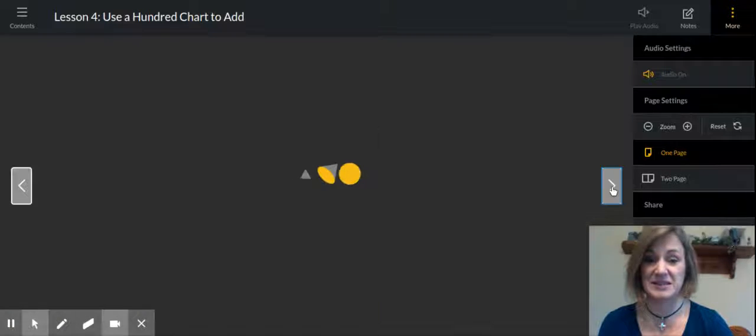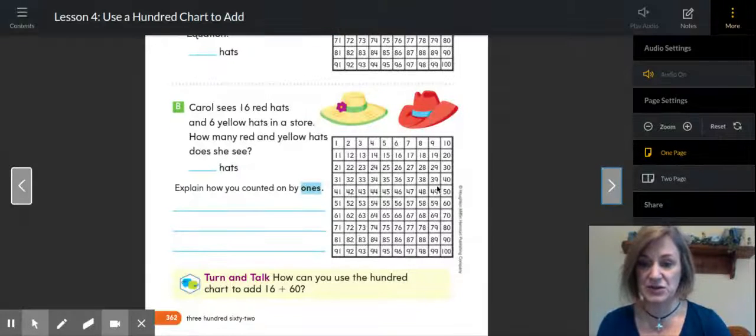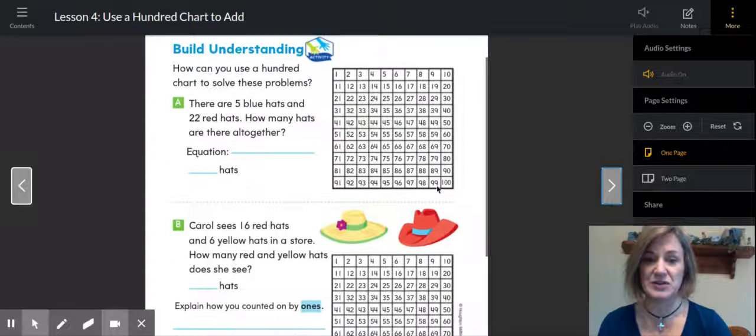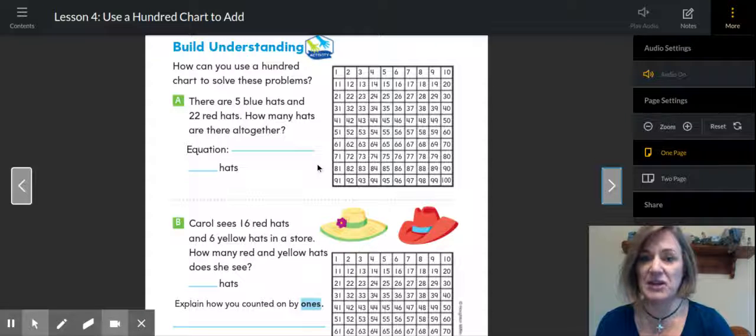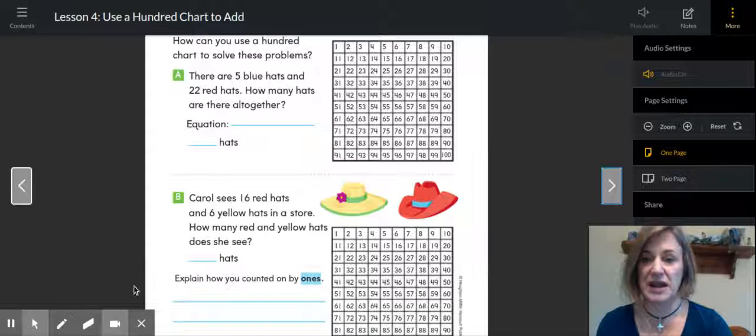Let's go on to the next page. So now I'm on page 362, and now we have our hundreds frames. So I do want to use these with you today, or hundreds grids. People call them different names. To build understanding for this page, how can you use a 100 chart to solve these problems? So this is our new strategy for today.